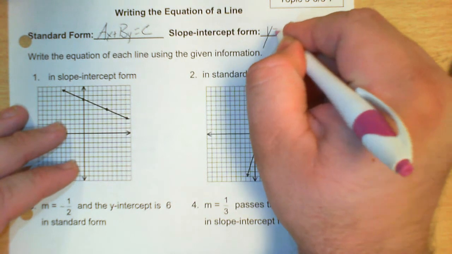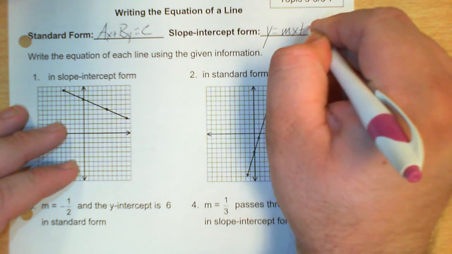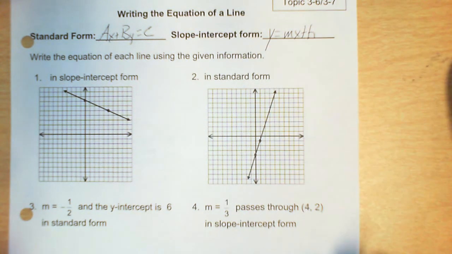intercept form, y equals mx plus b. That one, we all know, we all love. We invited to our house on Thanksgiving to say hi.